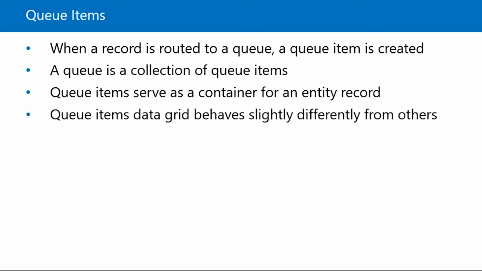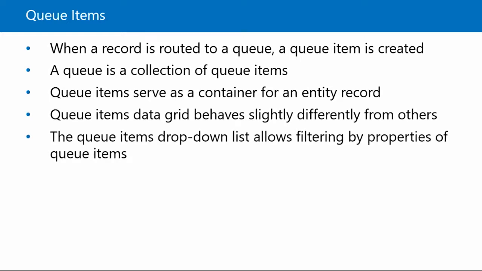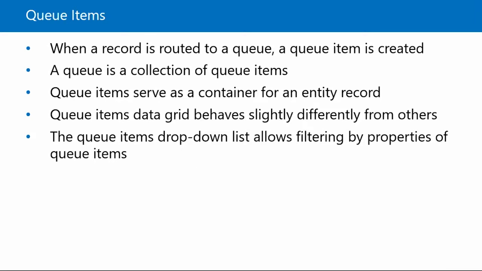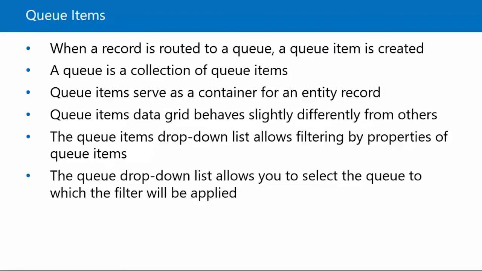In addition, queue item views behave a little bit differently than other views within the system. When working with the different queue item views, users are provided a drop-down list allowing them to filter based upon properties of the queue items. Also, the queue drop-down list allows you to select the specific queue that you want to filter on, or even the queue items you want to filter on. In addition, a queue item has a Worked By field that can be used to assign the working responsibility for a queue item to a user or team.